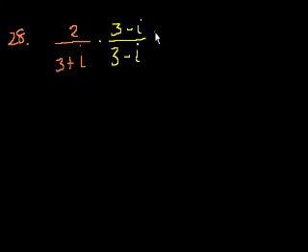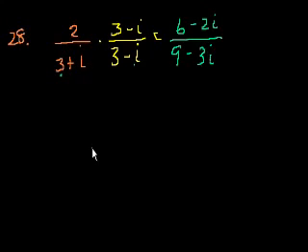All right, now let's figure out what this is equal to. 2 times 3, just the same distributive property as always. Let me do it in green. 2 times 3 is 6. 2 times minus i is minus 2i. All of that over, see, 3 times 3 is 9. 3 times minus i is minus 3i. i times 3 is plus 3i. And then i times minus i, you could view that as minus i squared.